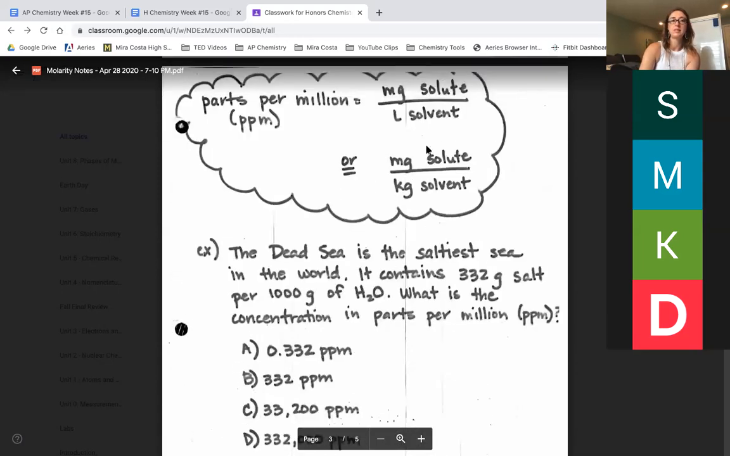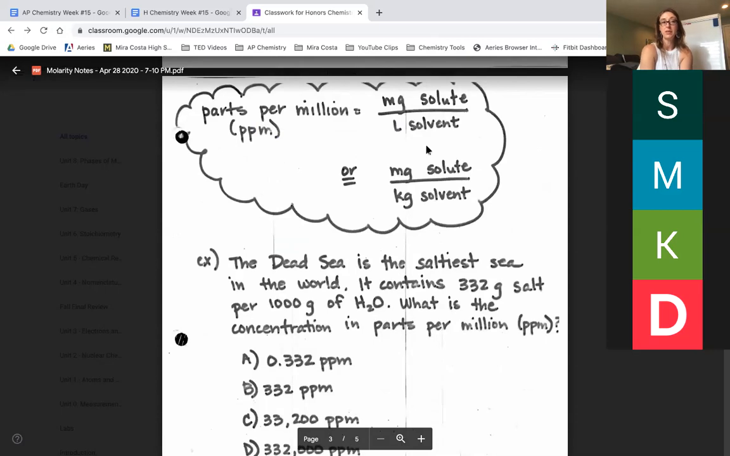Next one is parts per million. Now this one came up the other day when we were looking at the water quality of Manhattan Beach, and you guys looked over the water quality report for Manhattan Beach. And remember, we said parts per million is the way that they measure concentrations a lot in environmental chemistry. It means milligrams of solute per liter of solvent, or if you want to think of it in terms of mass instead, it's milligrams of solute per kilogram of solvent.